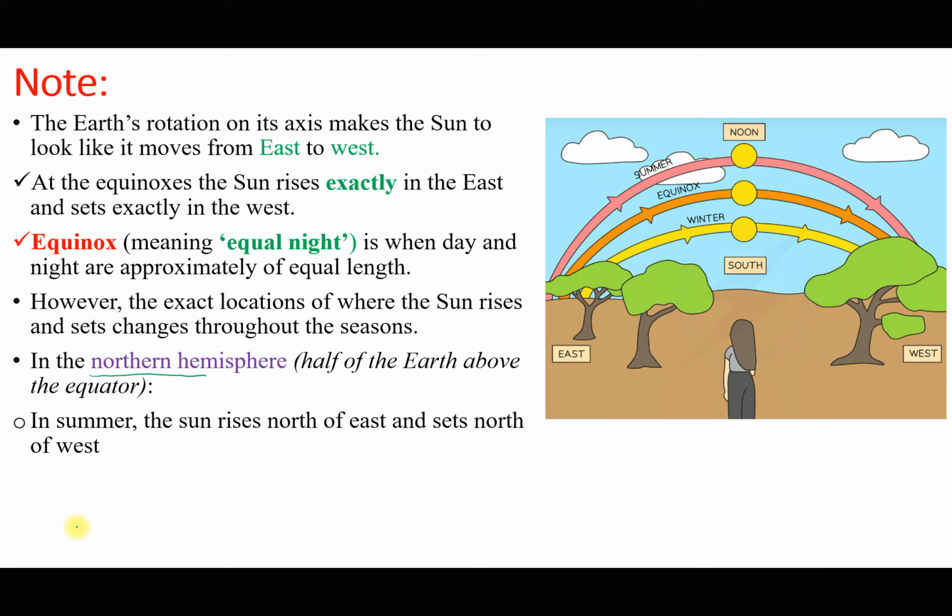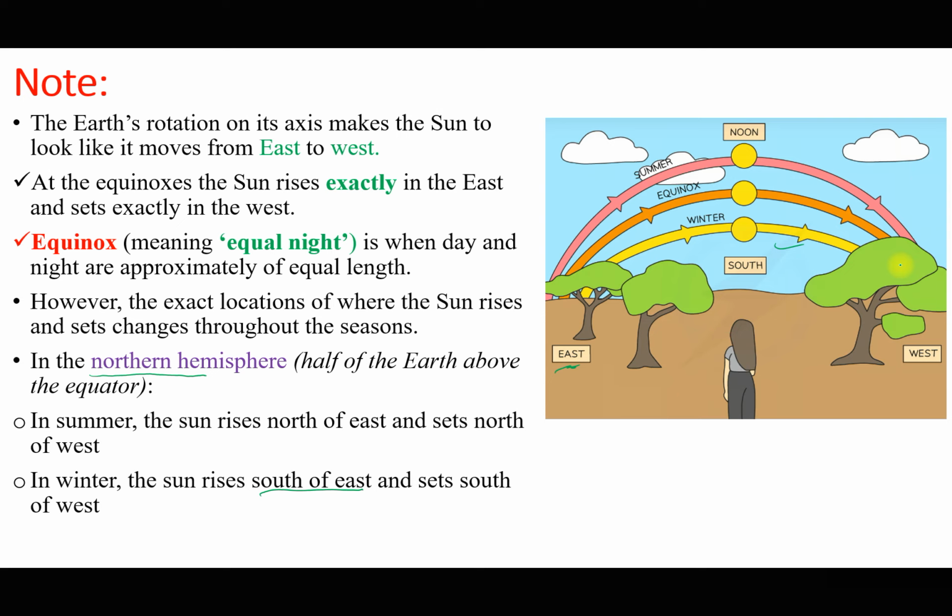So during the summer, the sun rises north of east and it sets north of west. That is in the northern hemisphere. And this is because the nights and days are no longer equal during that time. And in the winter, the opposite happens. In the winter, the sun rises south of east and sets south of west, as shown in this diagram here. So during winter, this is what they observe. If this is the east, the sun rises south of east and it sets south of west.